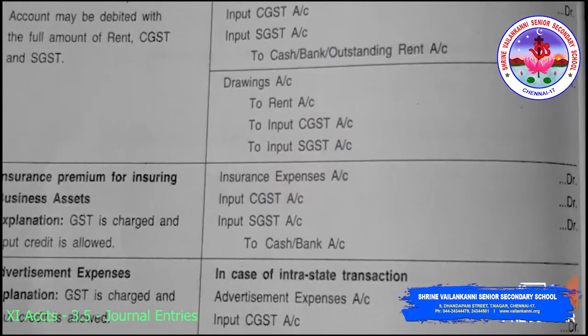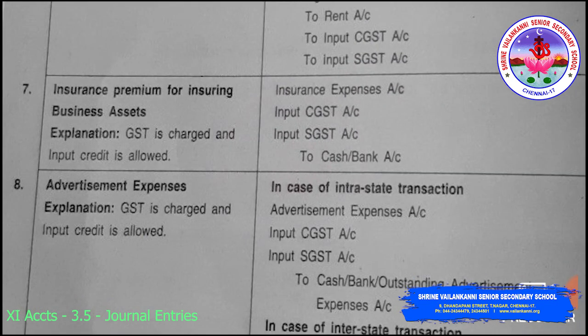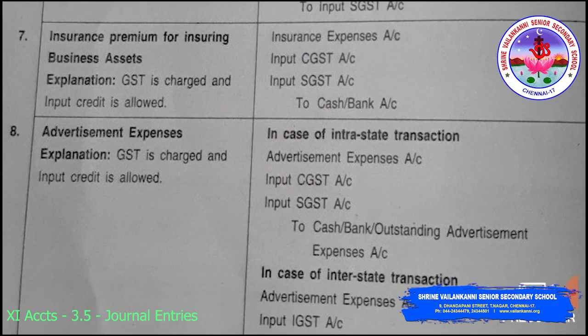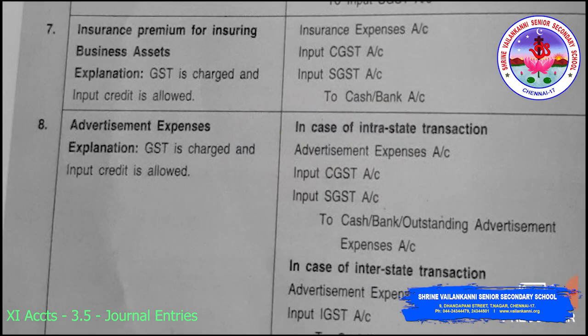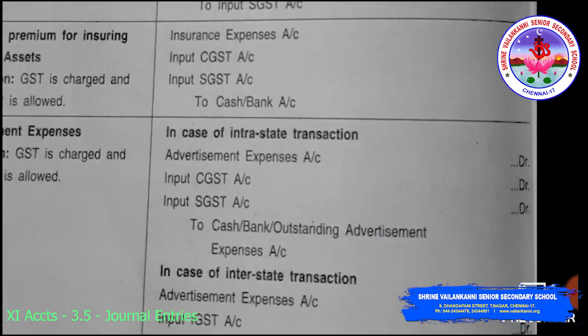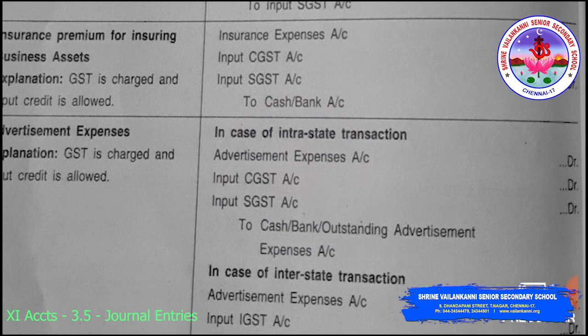Next, insurance premium for insuring business assets. Insurance premium is an expense. So insurance expenses account debit, input CGST account, input SGST account to cash or bank account. Okay, then you have advertisement expenses. CGST is charged and input credit is allowed. See, if it is advertisement charge, if it is for intra-state transaction, then advertisement expenses account debit, input CGST account, input SGST account to cash, bank, outstanding advertisement expenses account.